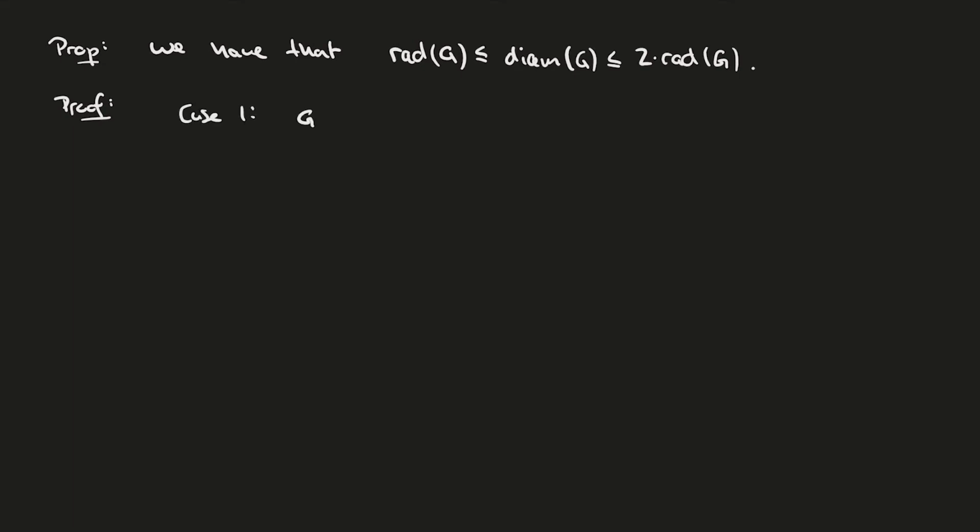We have that the radius of a graph G is less than or equal to the diameter of G, which is less than or equal to 2 times the radius of G. In the proof, we need to distinguish two cases. In the first case, G contains two vertices not connected by a path.